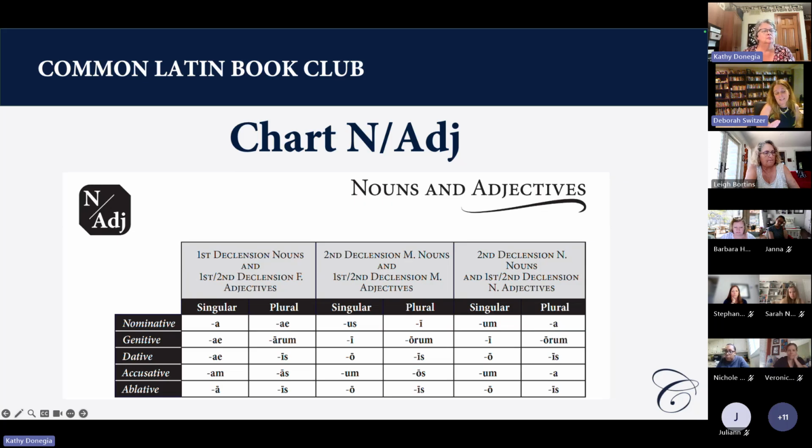So now I'm going to see how much you can remember. So without looking, so you get to close your eyes, Babs. See if you can say those second declension masculine endings from memory. Us, e, o, o is singular. And plural is e, orum, is, os, is. Bravo. All right, good job.